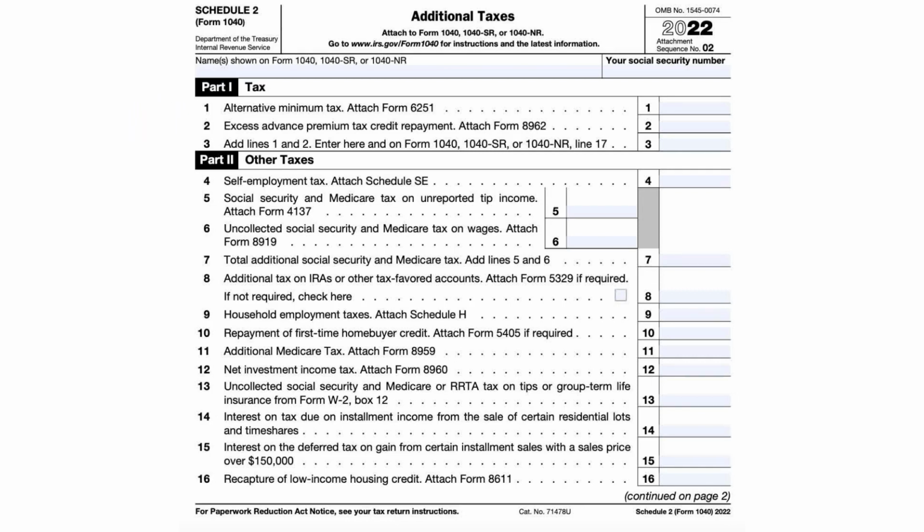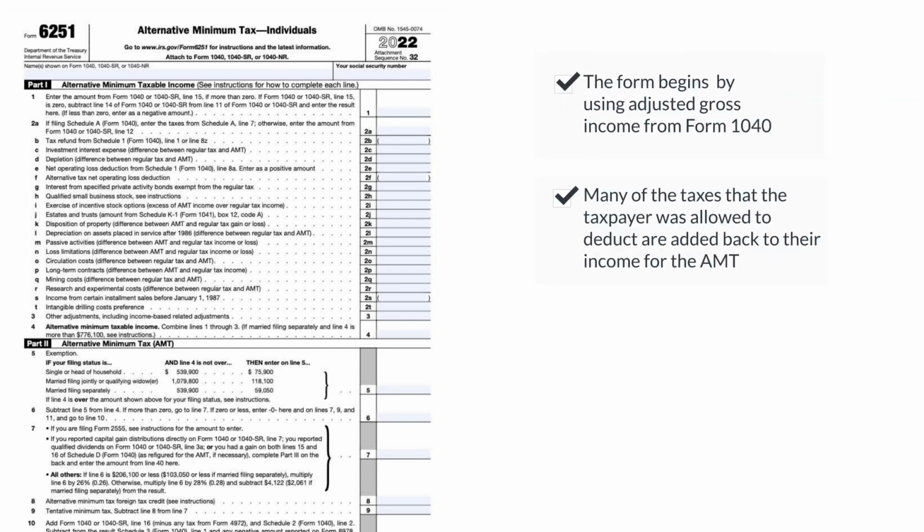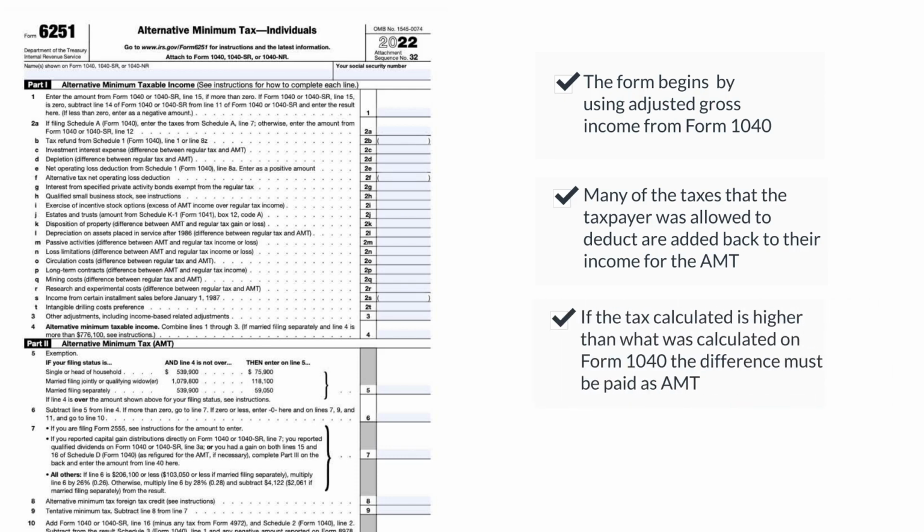To figure if a taxpayer owes the AMT, alternative minimum tax, they will fill out Form 6251. To compensate for inflation, the AMT includes an exemption amount which is adjusted for inflation. The form begins by using adjusted gross income from Form 1040. Many of the taxes the taxpayer was allowed to deduct are added back to their income for the AMT. If the tax calculated is higher than what was calculated on Form 1040, then the difference must be paid as AMT.